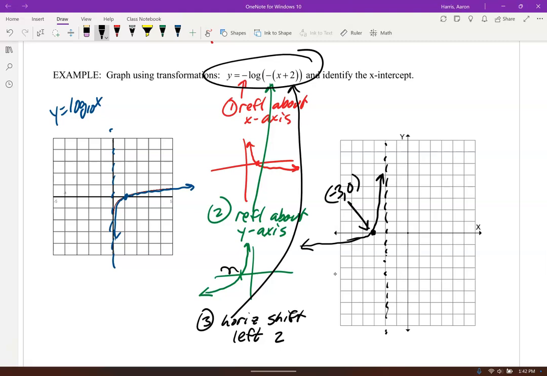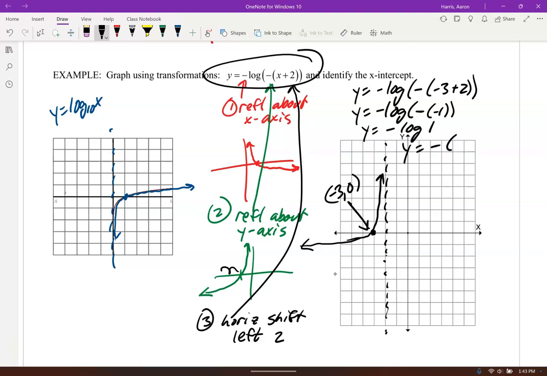-3, 0. So in other words, if you plug that in, -3 plus 2, I get -1. Well, the absolute value of -1 is 1, and log of 1 is 0. So we get 0. So -3, 0 for that.